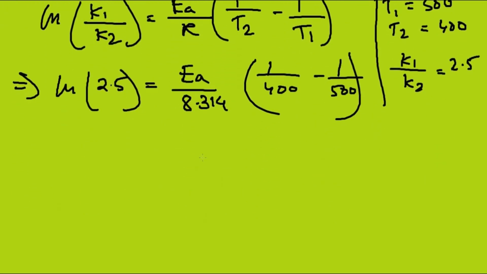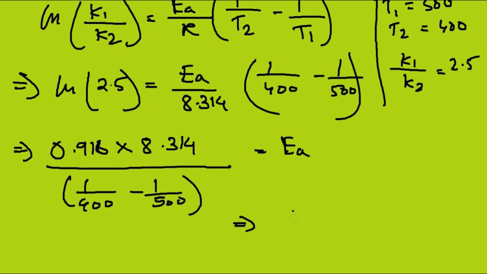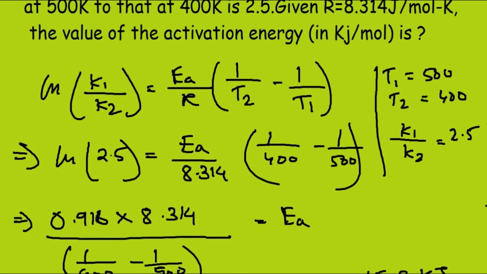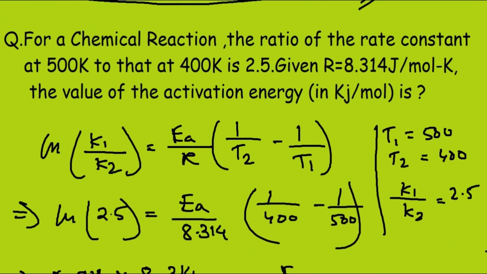So if I do the math, ln 2.5 is 0.916. So this will be multiplied by 8.314 divided by 1 by 400 minus 1 by 500. This is what the value of the activation energy will be. If I solve this entire thing, what I will get is 15.2 kilojoules per mole. This will be the answer. This will be the value of the activation energy which they are asking for, in kilojoules per mole.